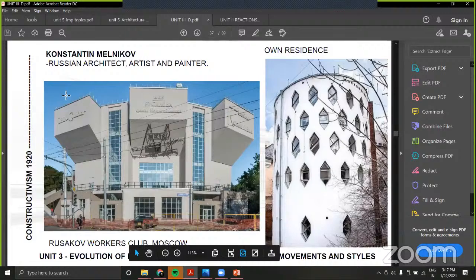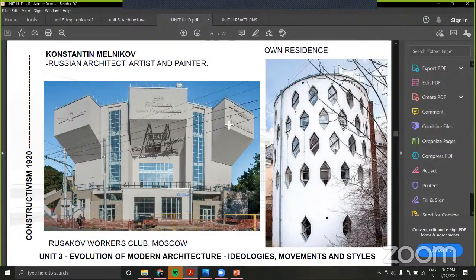As I told, in this building you can see no ornamentation details were made. All these facades are kept plain. Residences are also made with these kinds of windows.